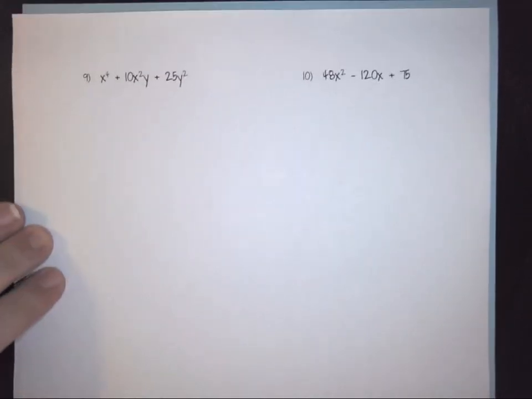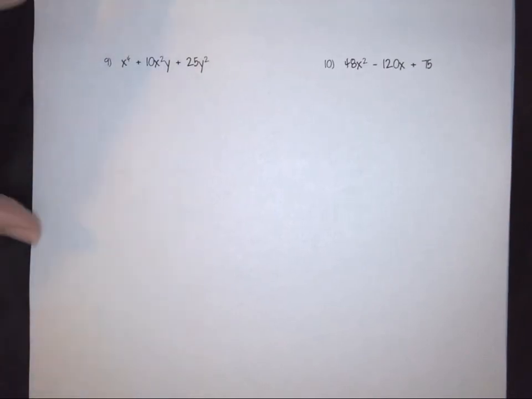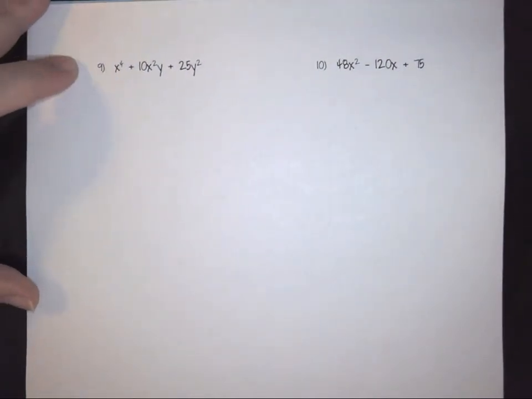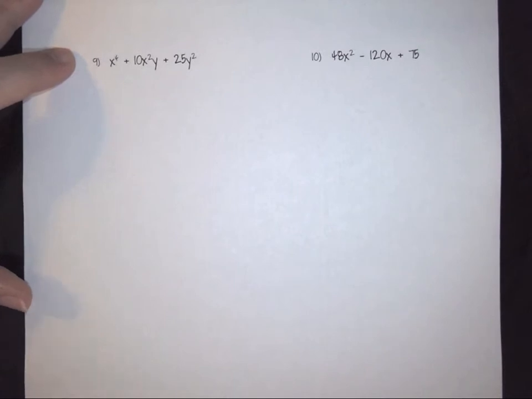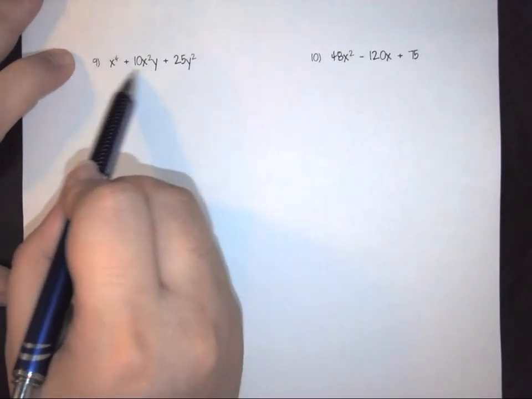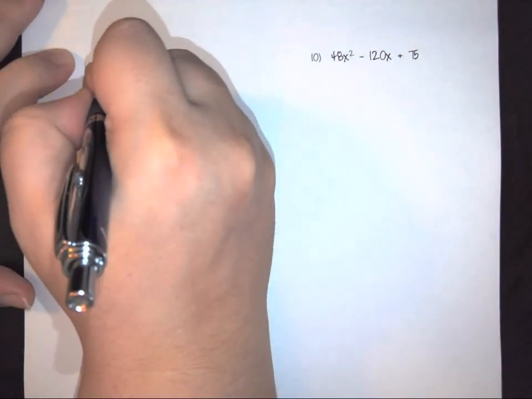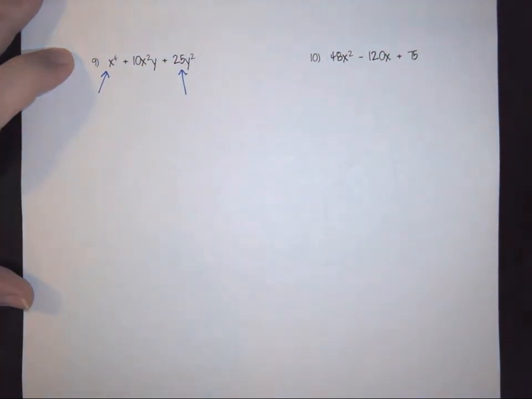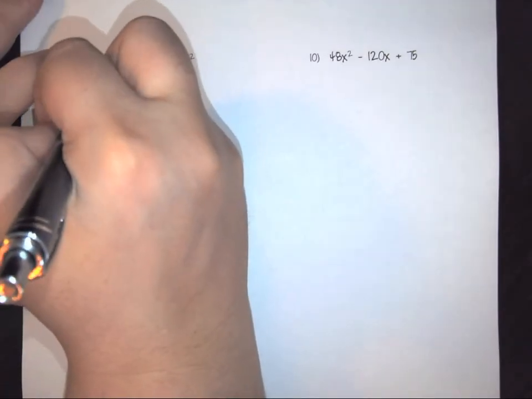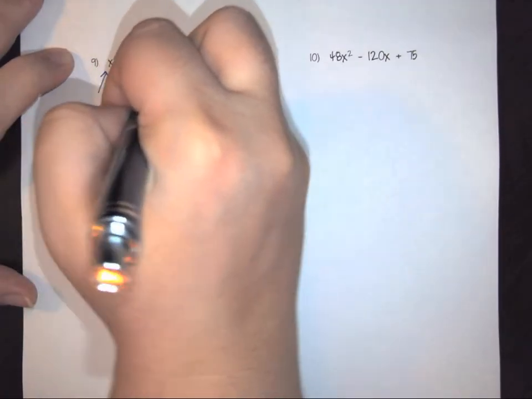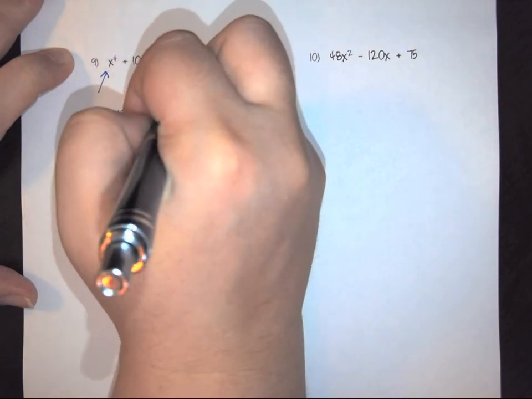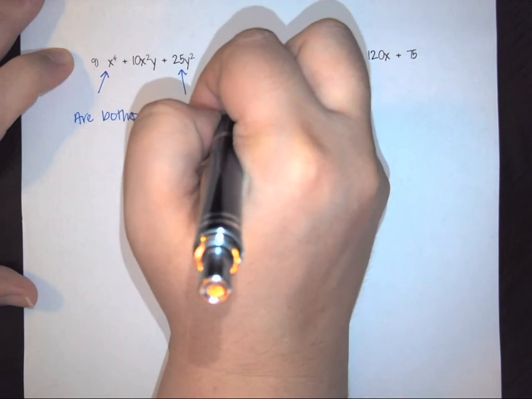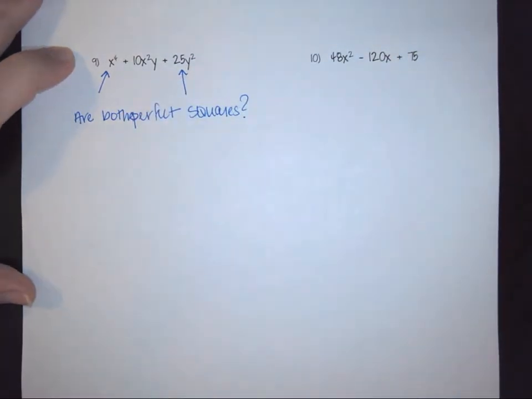So that being said, let's just take a look at a couple more examples here that might not be quite as obvious as the first two. So here I have x to the 4th plus 10x squared y plus 25y squared. So, ignoring this middle piece, we have to look at just this front part and this back part. And when doing that, you essentially are asking, are both perfect squares? That's what you're asking. And in this case they are.